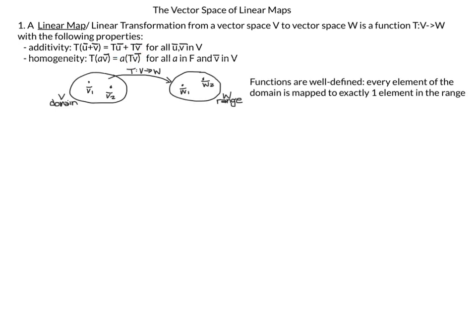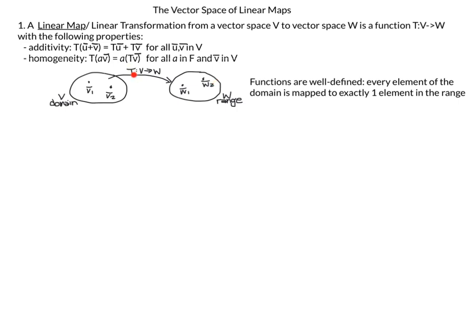I like pictures, so I drew this picture here. We represent our first vector space V, which is our domain. Remember, T goes from V to W, as a blob, or a set. I shouldn't say a blob, but it's a set. So I have a circle around my set, and inside the circle are my vectors V1 and V2. Then we have this other vector space W. It's another set of vectors, W1, W2.